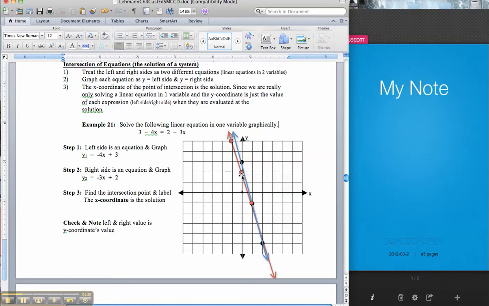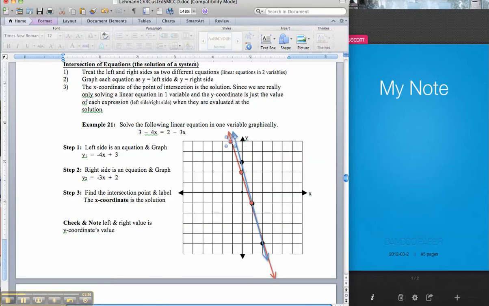Now, the red line is my equation y equals negative 3x plus 2. I started at my y-intercept 2, and I went down 1, 2, 3, and then I went across 1. Then I came back to my baseline, and now I went up 1, 2, 3, and I went back 1. And then I drew the line through that one.